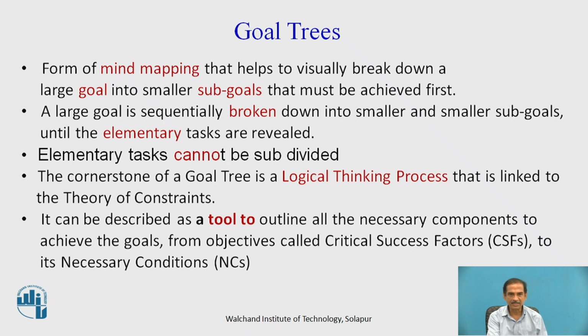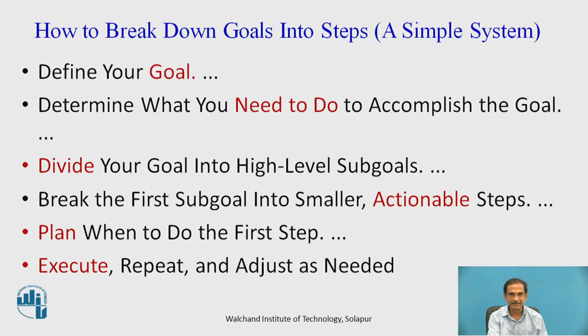Elementary tasks are cornerstones of a goal tree, a logical thinking process that is linked to the theory of constraints. It can be described as a tool to outline all the necessary components to achieve these particular goals. These goals are based on objectives called critical success factors, for which we check necessary conditions, which are called NCs.